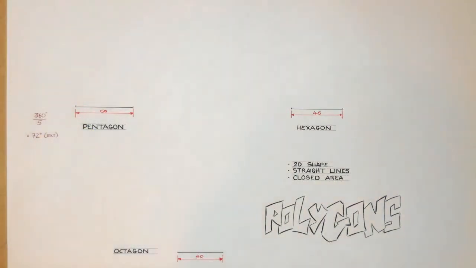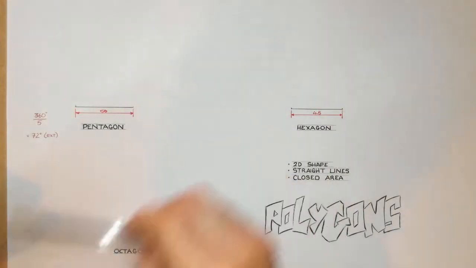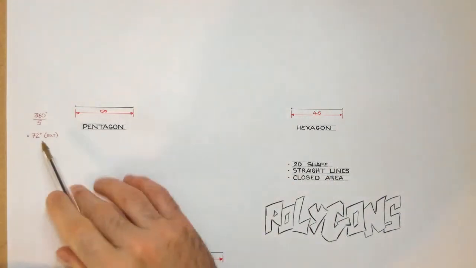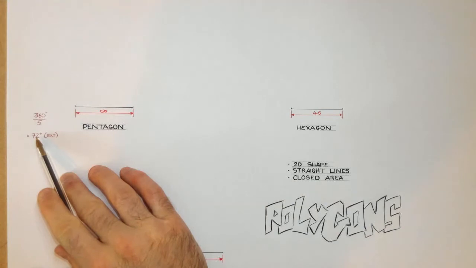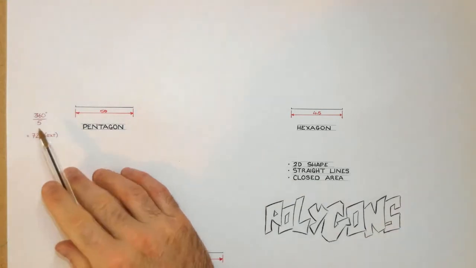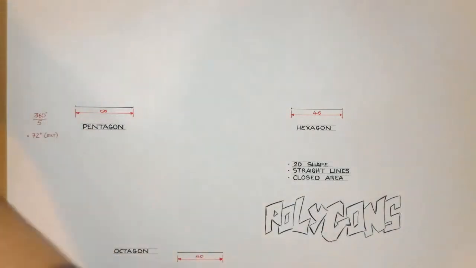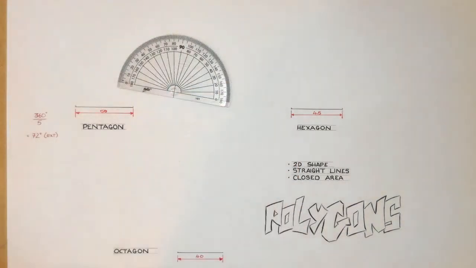And EXT is going to stand for external angle. What that means is, for our pentagon to be constructed, all the external angles of our pentagon are going to be 72 degrees. Okay, so the pentagon is probably the most awkward one, so you're going to have to use a protractor to draw your pentagon.